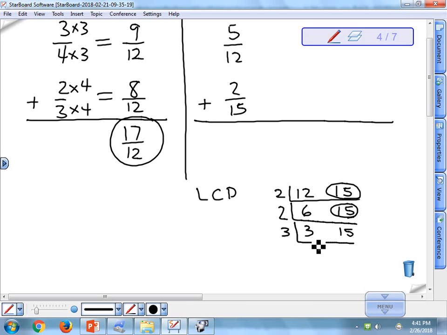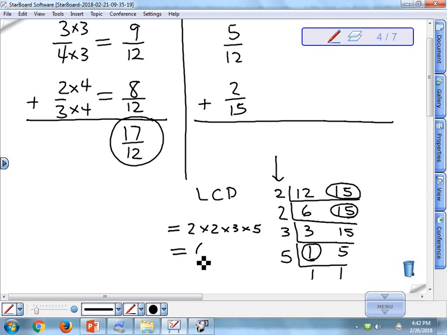And it turns out 3 goes into 3 one time, 3 goes into 15 5 times, and that's as many times as I can divide by 3. And then lastly, I can divide by 5. 1 is not divisible by 5, so I just bring that on down. 5 divides into 5 one time, and I am now done. Once I have 1s at the bottom of this process, I can now show that my least common denominator is going to be the product of these values. So LCD is equal to 2 times 2 times 3 times 5. And that is equal to 60.